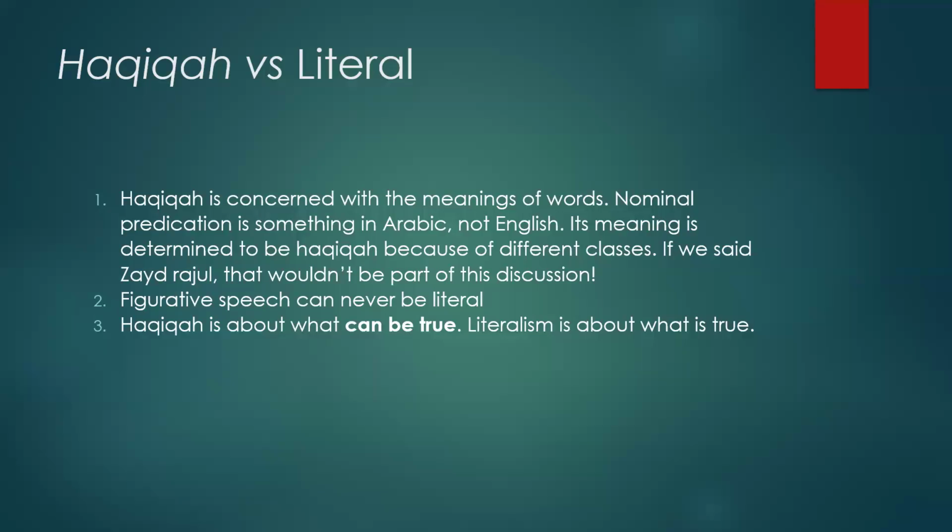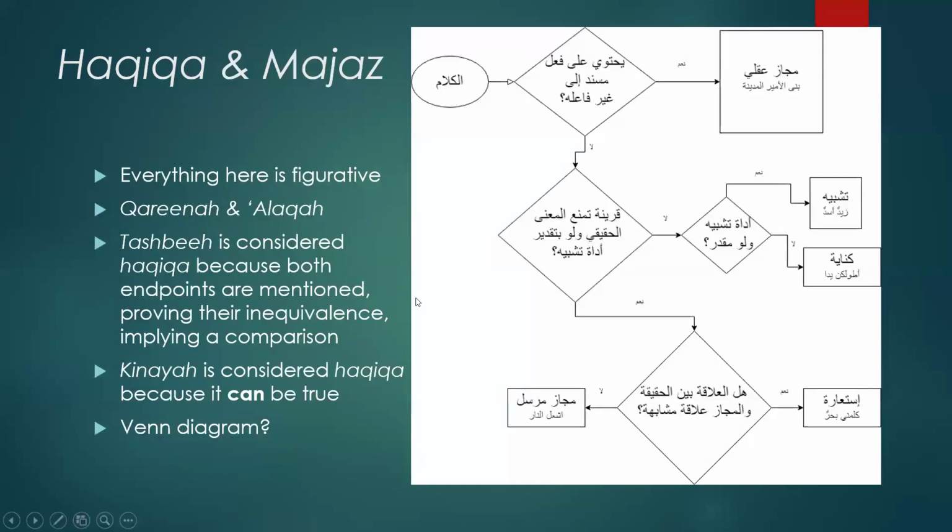Okay, so we're talking about majaz lughawi. If we say that something is a haqiqa, it means that there's no qarina preventing it from being literally true at the lexical level. As for whether it is true or not, that's not what haqiqa is talking about, but that is what literalism is talking about. So those are the main differences between what is a haqiqa and what is literally true. Okay, fine. So everything here is figurative, and so we're going to talk about haqiqa and majaz in the slide.